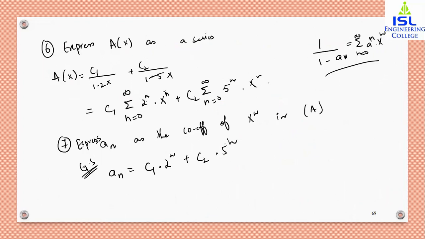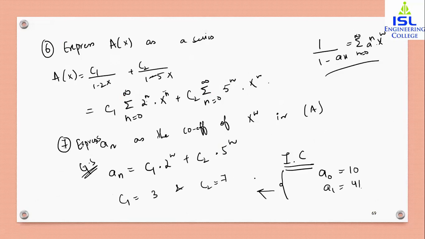Now suppose we are given the initial conditions a0 is equal to 10 and a1 is equal to 41, then how can we find the c1 and c2 values? You're supposed to find two equations and get the values. By using these initial conditions, we will get c1 as 3 and c2 as 7. I have already shown you in the earlier classes how to use the initial condition values, so please use that.